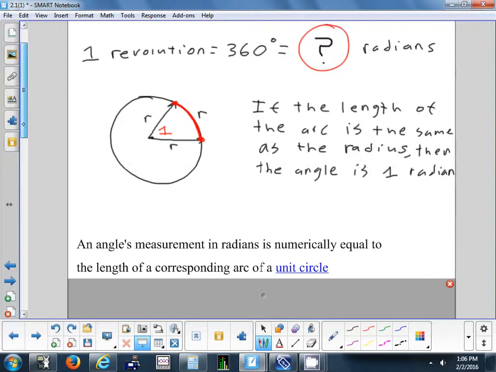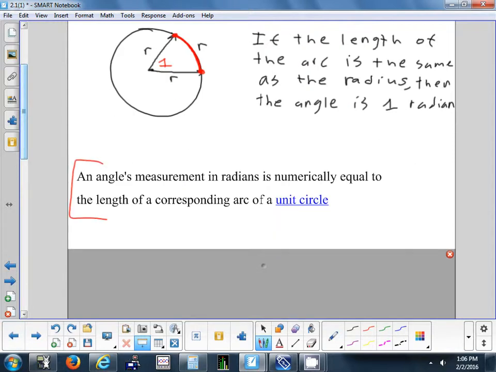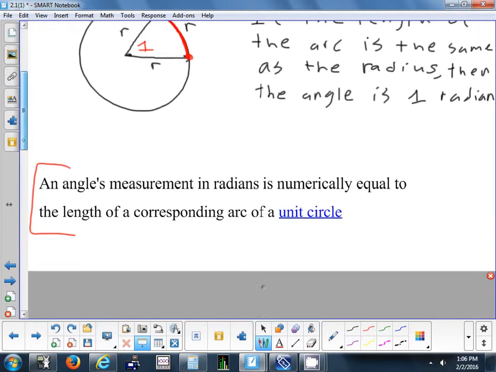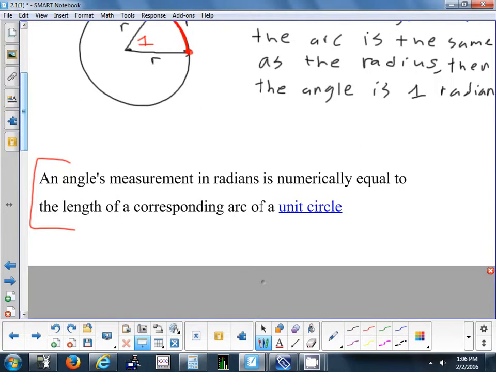All right. This fact is what's going to help us to convert between radians and degrees. We're not going to go through the explanation why this is true. We're just going to use this as our starting point to figure it out. The statement says that an angle's measurement in radians is equal to the length of the arc. So if you measure an angle in radians, you write that number down, and then you measure the arc, and you write that number down, they're going to come out exactly the same, as long as you use a certain type of circle.